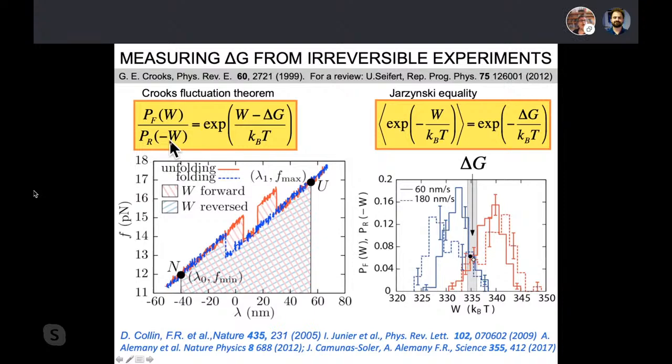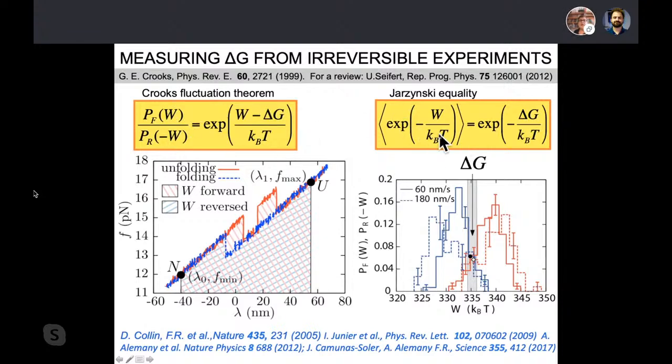And you can measure the work distribution coming back. Coming back means the time reversal process, so you relax the force at the same speed. Now, if you fulfill this condition of symmetry between the forward and reverse, you know that even if the process is carried out irreversibly, so you have a lot of dissipation, the ratio between the two distributions satisfies this expression.